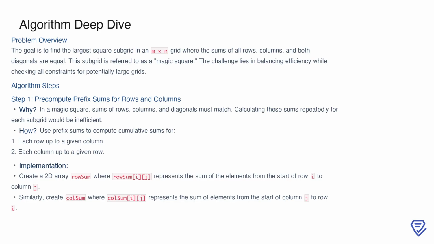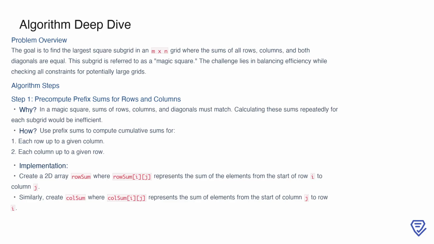To achieve this, we first pre-compute prefix sums for both rows and columns. The idea behind this is that, in a magic square, the sums of rows, columns, and diagonals need to be calculated repeatedly, and recalculating these sums for each subgrid would be computationally expensive. Instead, by leveraging prefix sums, we can calculate cumulative sums of rows and columns just once and reuse them.